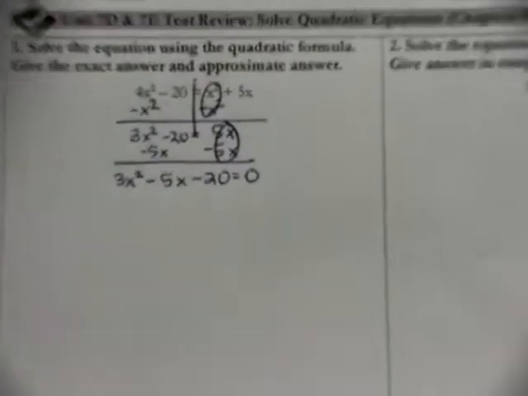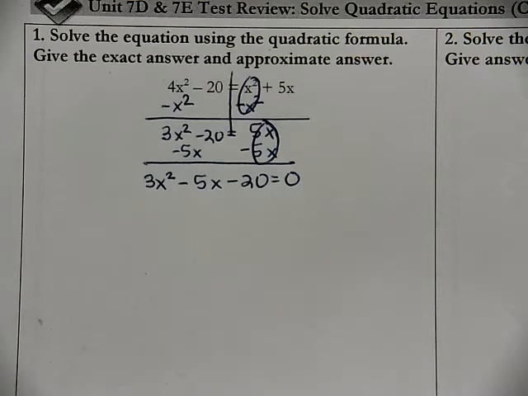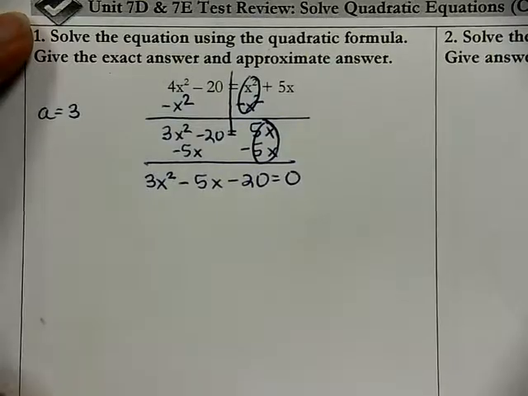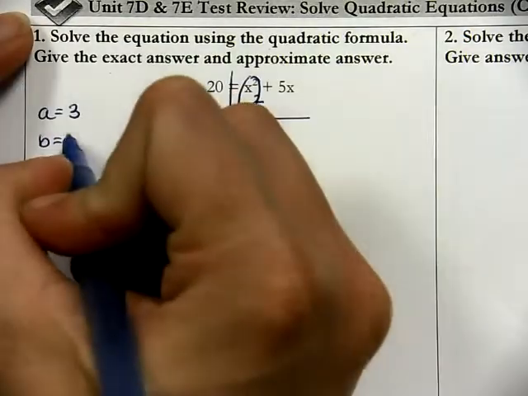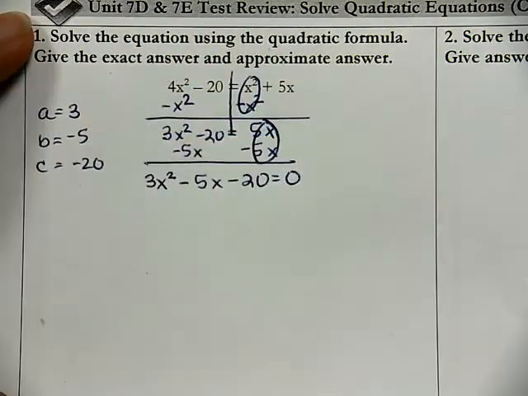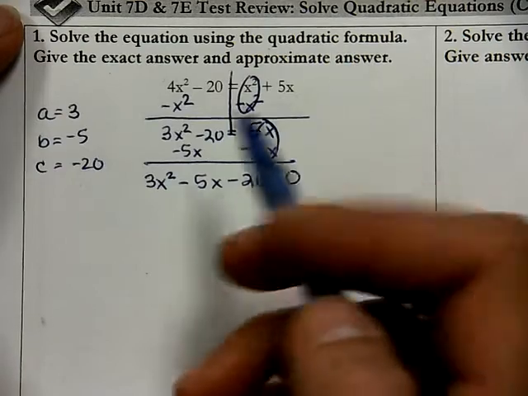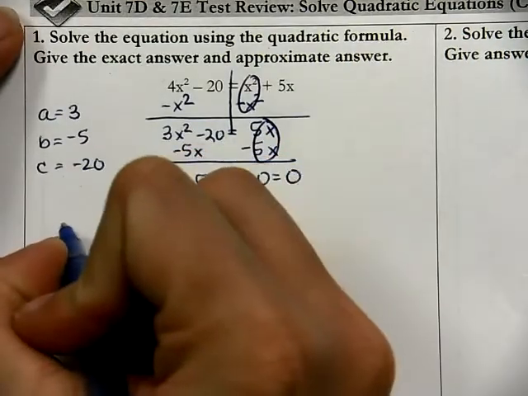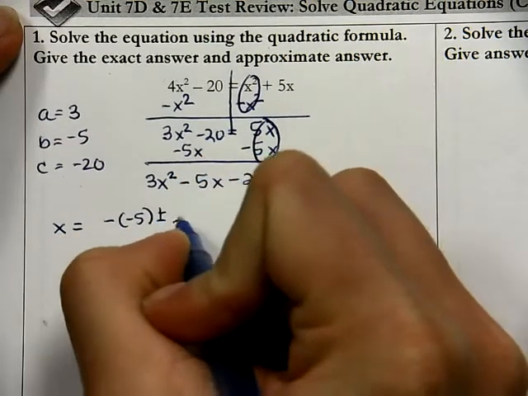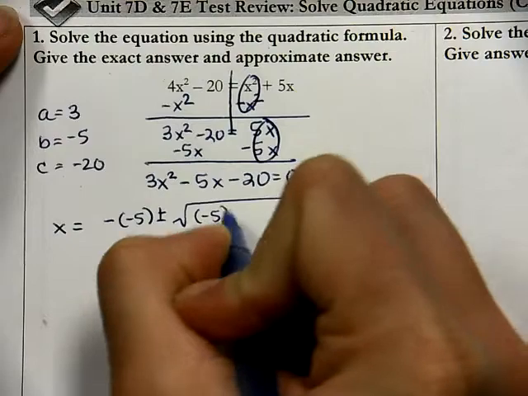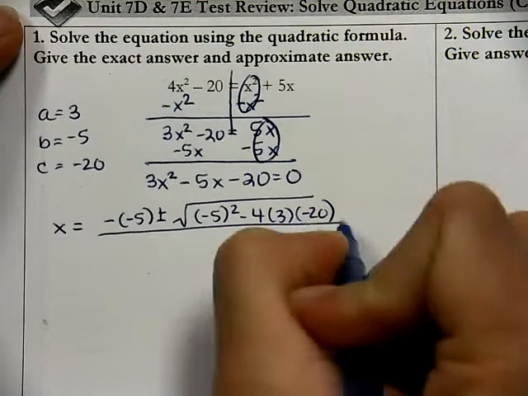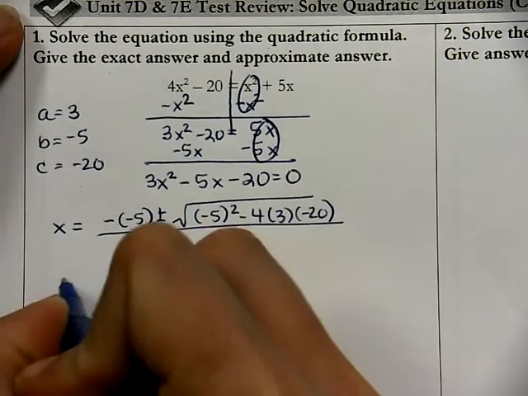Let's zoom in a little bit for you. Alright, so here I know that a is the coefficient of x squared, so that would be 3. B is the coefficient of x, so that would be negative 5. And c is the constant term, negative 20. So if it's asking me to use the quadratic formula, I know that x equals negative b plus or minus the square root of b squared minus 4ac all over 2a.